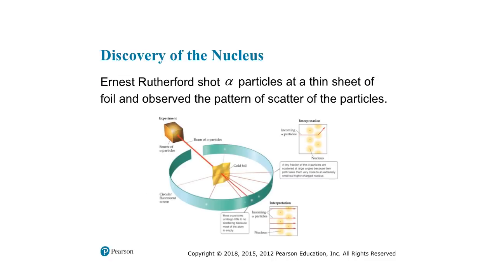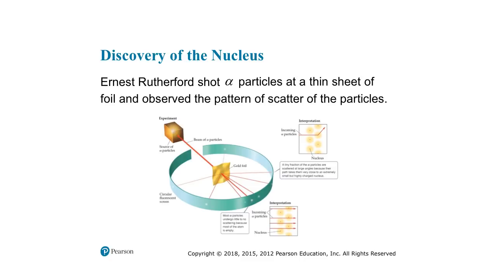To test the model of the atom and to try to learn a little bit more about the structure of the atom, Ernest Rutherford shot alpha particles, if you recall those were the helium nuclei, at a thin sheet of gold foil, and observed some scattering taking place. Now what you might expect if you had this plum pudding model is you'd really just have empty space for the most part in the atom.